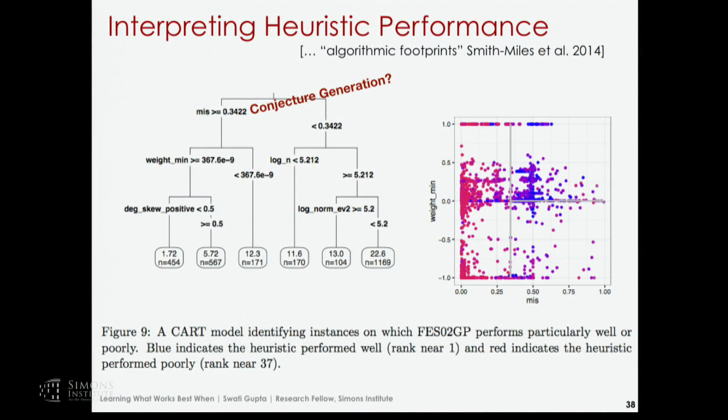Okay, and so with these CART models, now one can ask a lot of conjectures. One can ask why is it the case that if a greedy independent set in the graph is more than 0.3422, then this heuristic actually performs pretty well. It gets close to the best solution. The numbers that you see in the nodes are the rank that is predicted by the CART model.